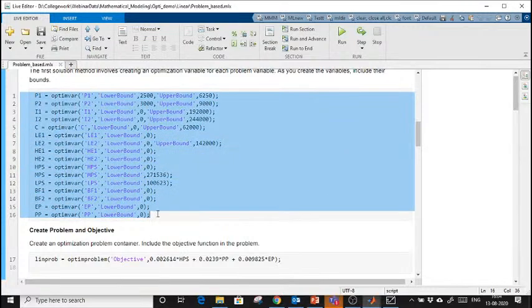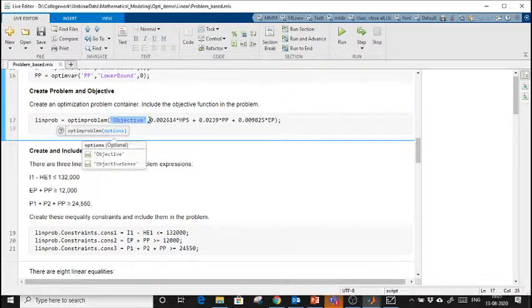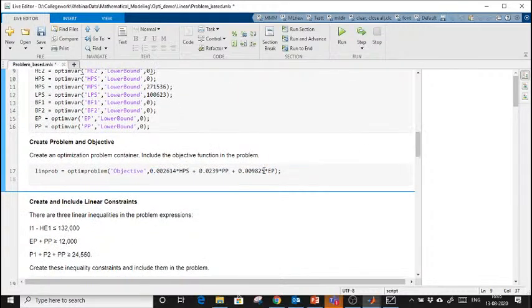In my case I have around 60 variables. In your case maybe it can be 4 or 5 variables only. After defining this, we have to create a problem. What is my objective function? So simply we use optimproblem and objective. This is a property name and this is my objective function. So first of all let me run this one. Okay, so now we have this objective problem also.